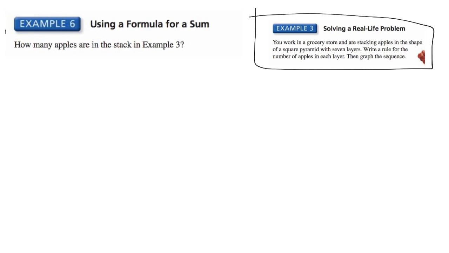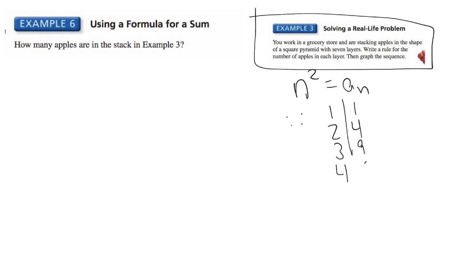So we're going to go back and revisit this example 3 problem, which we did in the day 1 lesson. What we found in the day 1 lesson is that our formula was n squared equals a of n, because they're squares and they're increasing each time. So it was 1, 1, 2, 4, 3, 9, 4, 16, and so on and so forth. Then we went down to 7 layers, and that was 49.